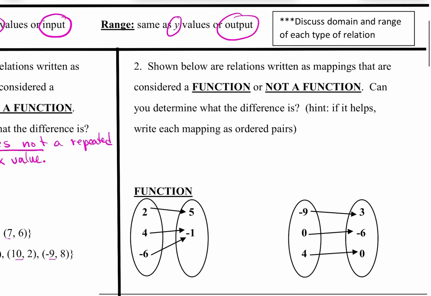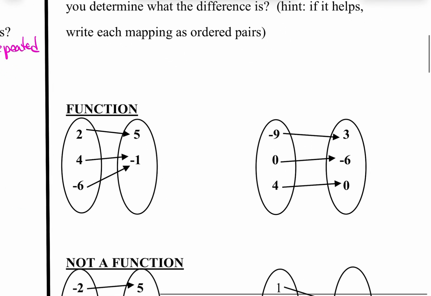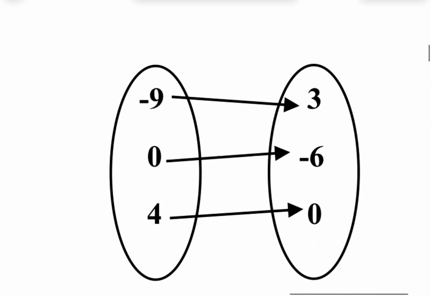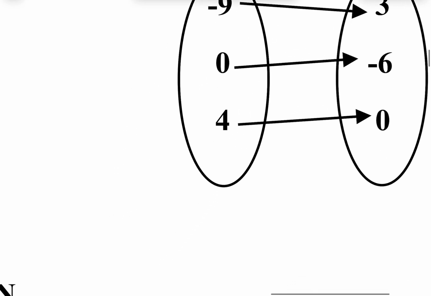So I'm going to come over here and I'm going to look at this. If you look at this one, 2 goes to exactly one thing. -4 goes to exactly one thing. -7 goes to exactly one thing. The X value is not repeated. Same thing over here. -9 goes to one thing. 0 goes to one thing. 4 goes to one thing.